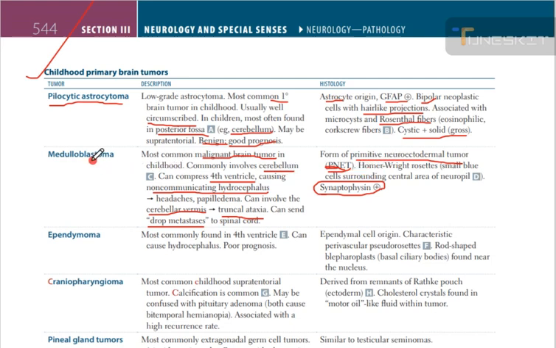Let us see it one more time. It is a malignant brain tumor. It involves the cerebellum and compresses the fourth ventricle, which results in non-communicating hydrocephalus, with symptoms of headache and papilledema. It can involve the cerebellar vermis, causing truncal ataxia. It can send drop metastases to the spinal cord, as it is malignant. It is a form of primitive neuroectodermal tumor, with Homer Wright rosettes: small blue cells surrounding central areas of neuropil.